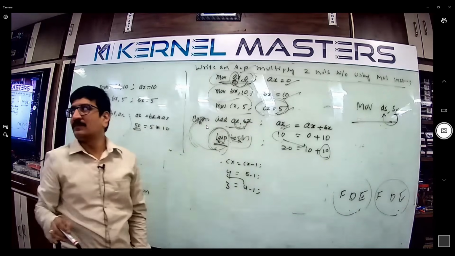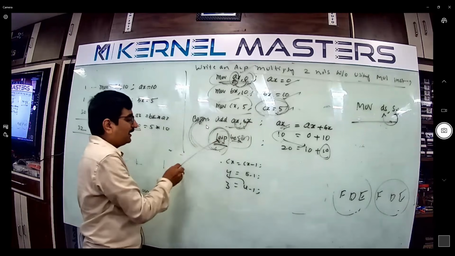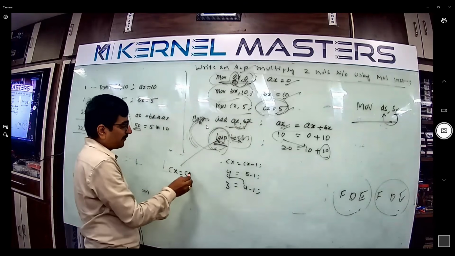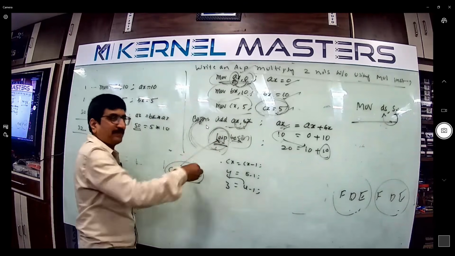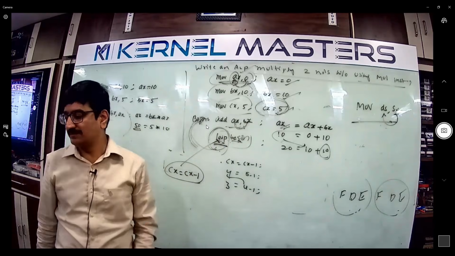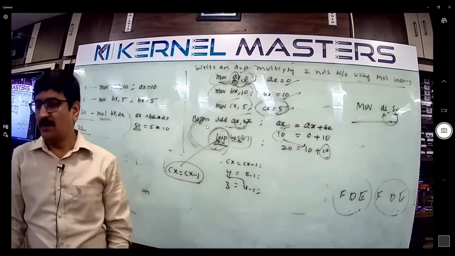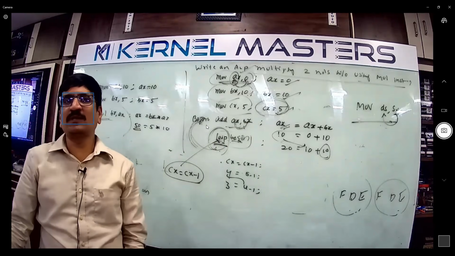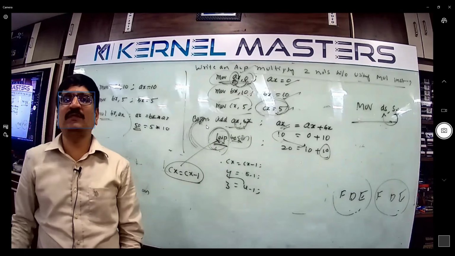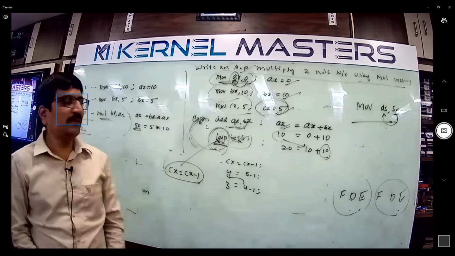That is the internal definition of loop: every time, the CX value is decremented by 1. Not another register, not the B register, not the A register. Only CX. Understood? Okay, so the next iteration starts.